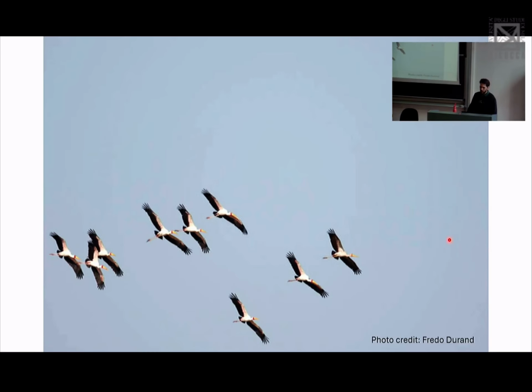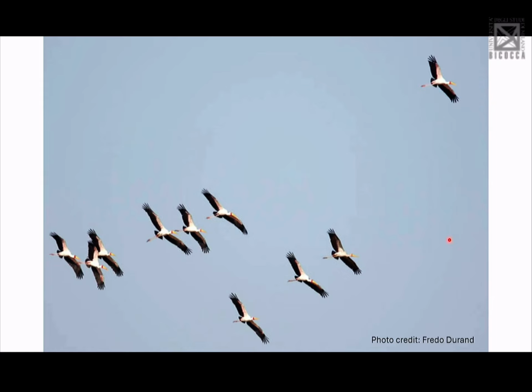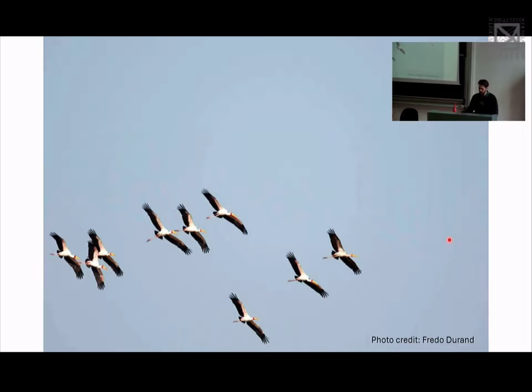So suppose we have this image here. We have lots of objects, but a large part of this image is just the sky, which is the background. And how do we want to classify this image? Bird, flock of birds, sky. And how do we deal with that?